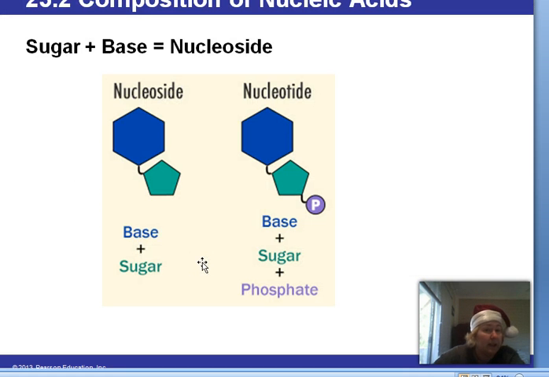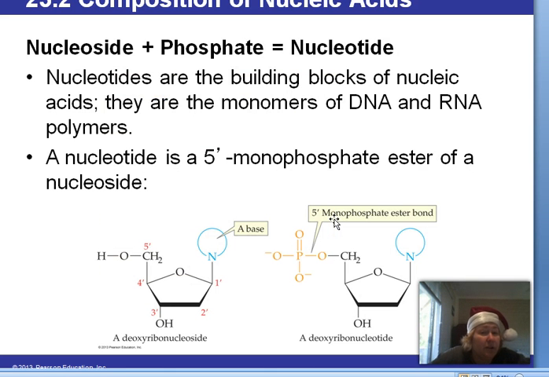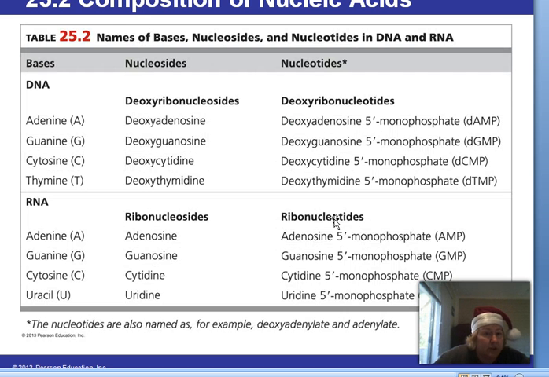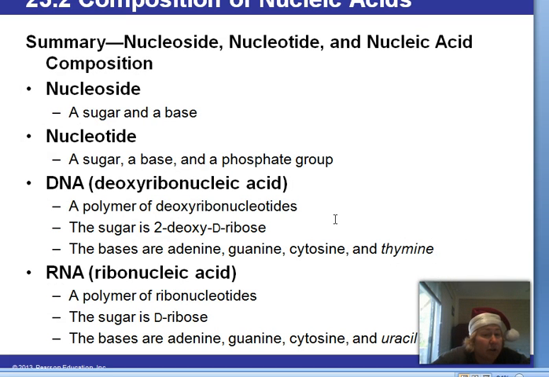Okay. Let's move on to nucleosides and nucleotides. A nucleoside does not have phosphate. A nucleotide does have phosphate. This is a nucleoside. This is a nucleotide. The difference is this little phosphate right here. A nucleoside plus phosphate equals a nucleotide. It just has a phosphate. We just said that. In summary, a nucleoside is a sugar and a base. A nucleotide has the phosphate group.